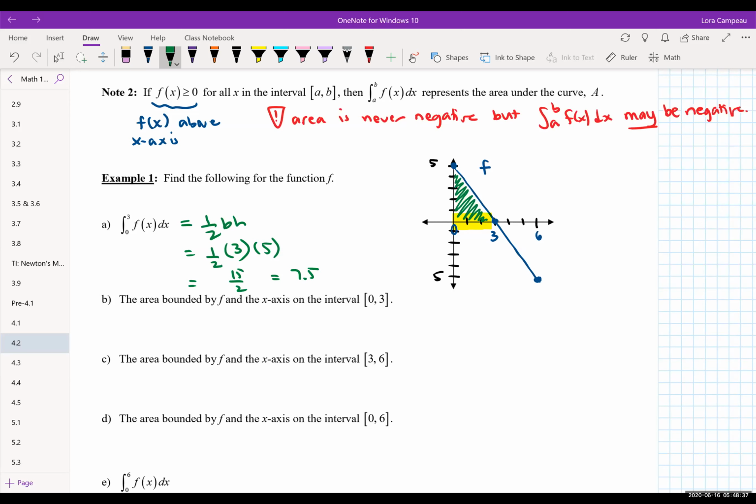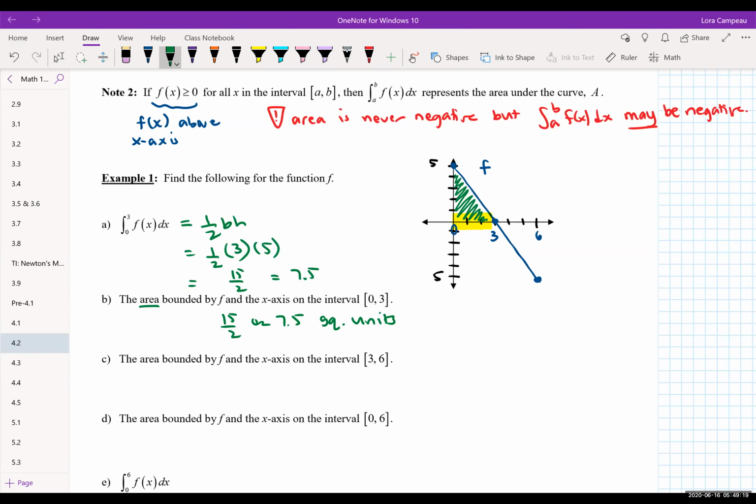Now, if we refer to part B, it's kind of the same idea. I'm still looking at the green region. If we refer to this as area, now we would represent this using units. So if we have area, notice that area is always positive no matter what. So we should have 15 halves or 7.5. This is where the units come in, square units. So notice with integrals, we don't have to write units, but if we are referring directly to area, then we do.